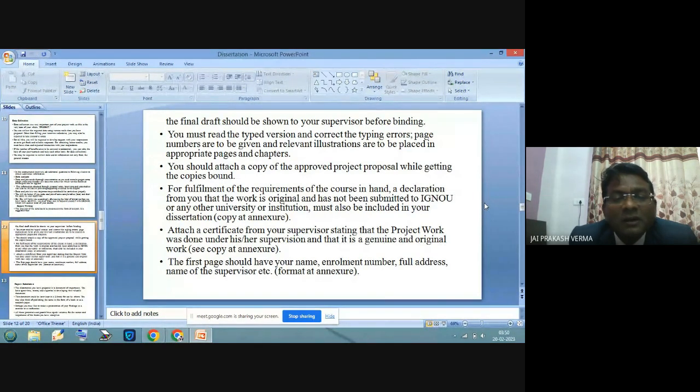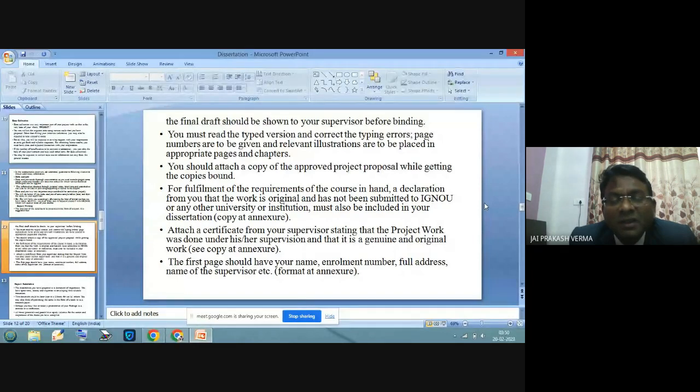For fulfillment of the requirement of the course in hand, a declaration from you that the work is original and has not been submitted to IGNOU, any other university or institution must also be included in your dissertation. You must go through the annexure in your project booklet. In the annexure, many things are there, like a declaration from your side, a declaration from the supervisor, and some other things.